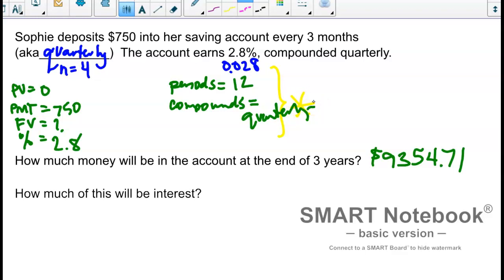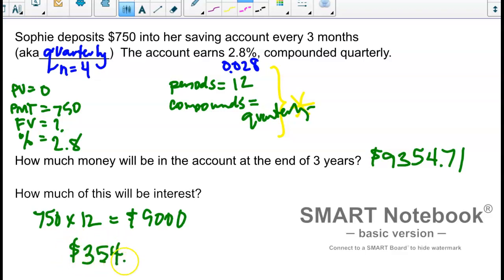Okay? Okay, how much of this will be interest? Let's figure that out. So if you put $750 in 12 times, right, 4 times a year for 3 years, that's exactly $9,000. So you put in $9,000, how much of that would be interest then? Well, I could subtract them, although I can see it pretty easily. The interest is $354.71 that you did not have to do any work for.